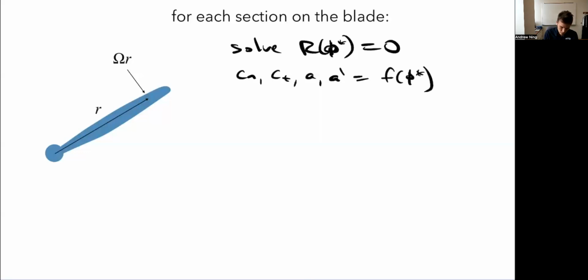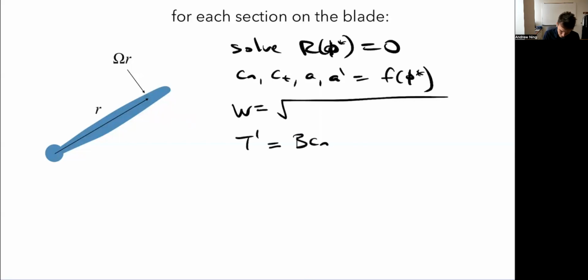So I save all those. I compute W, right? W equals the square root of a bunch of stuff. And I get my thrust per unit length. It's B times Cn times 1/2 rho W squared times C. Get my torque, it's a similar expression. And now that I compute this at one station, I repeat that for every section of the blade.